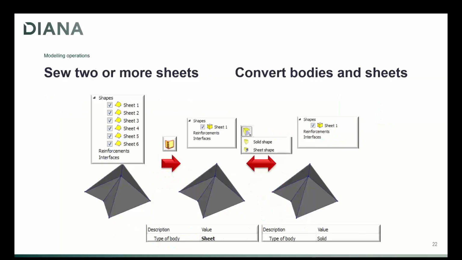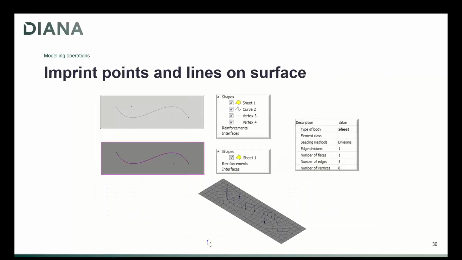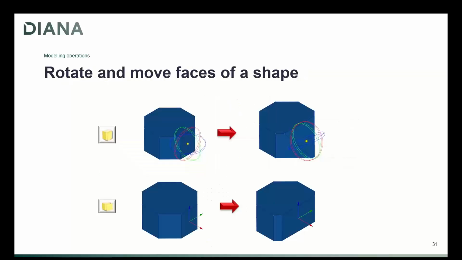There are other options in order to improve your geometry. For instance, you can sew two or more sheets. You can convert body and sheet. This goes in two ways. For any operation in the model with respect to the loads and boundary condition, you can use the imprint option to have the trace and track of the imposed load or boundary condition acting on your reference geometry. This is also a nice feature.